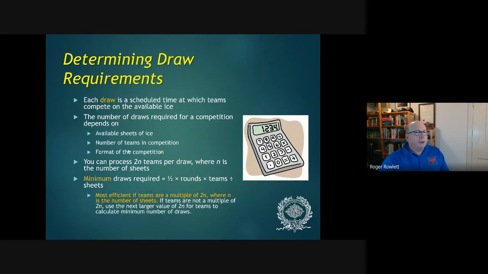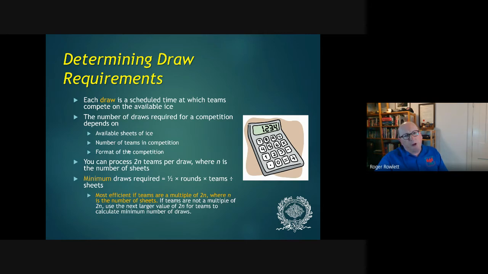So now another definition is a draw. Yeah, a draw is a scheduled time in which the teams compete. And that may not be a full round of play. If you've got 16 teams and you don't have 8 sheets of ice, then it will take you a couple of rounds, right, to process 16 teams. If you have 4 sheets of ice, you can process 8 teams at a time. So a draw is just a scheduled time. And of course, that will be like a 2 or 2.5 hour segment where you've got some ice time.